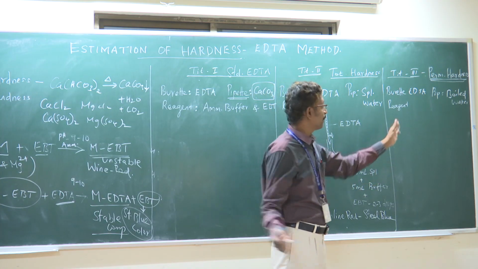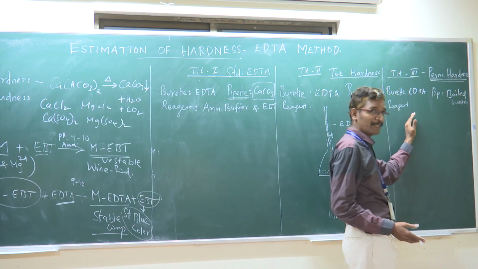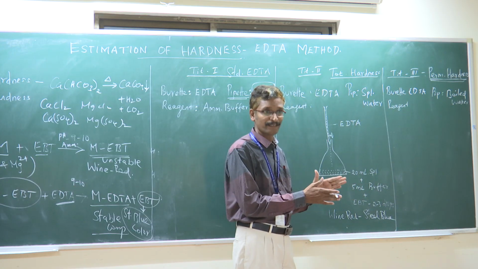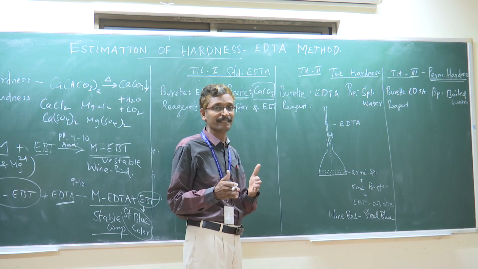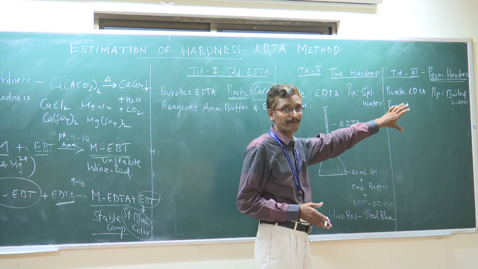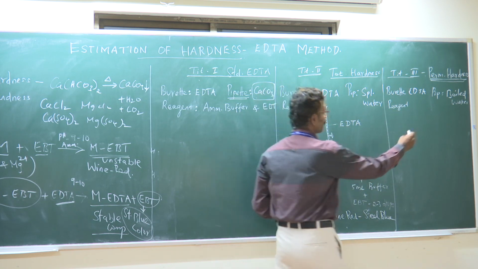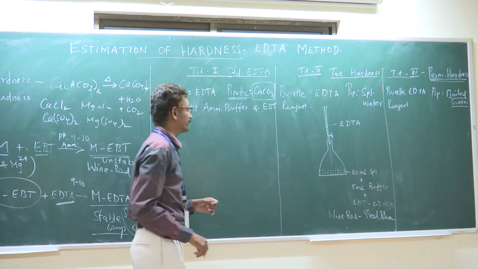As you know, if you boil the water, automatically the bicarbonate will be precipitated as calcium carbonate. Calcium carbonate is easily precipitated, so we can remove it by filtration. So now the solution is free from temporary hardness. That boiled water is used for permanent hardness measurement.